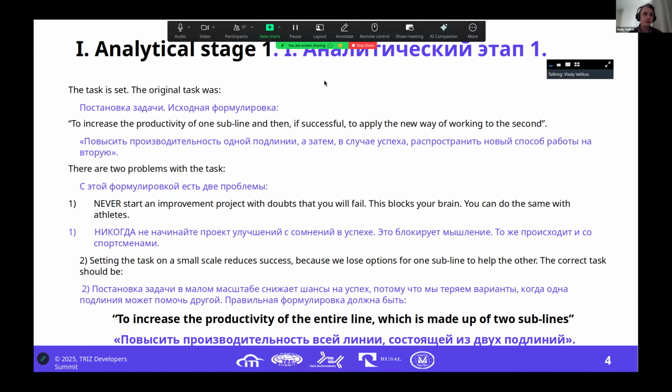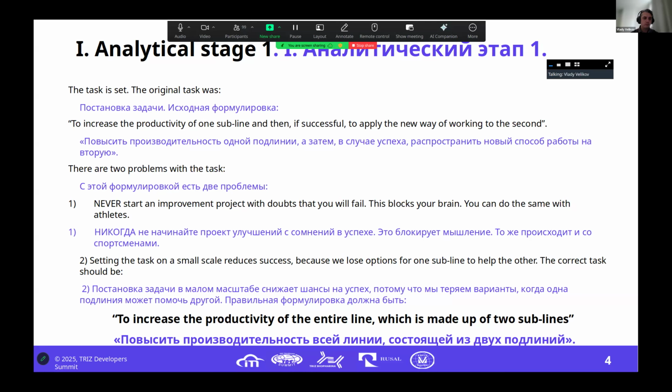Okay. So the first part, we have the analytical stage. The task was to increase the productivity of one subline. And then if it is successful, to do a pilot project, to apply this way of working to the second line. And I said that this task has two problems. First, if you start the project with doubt that maybe this is not going to work, the risk to fail is very big.